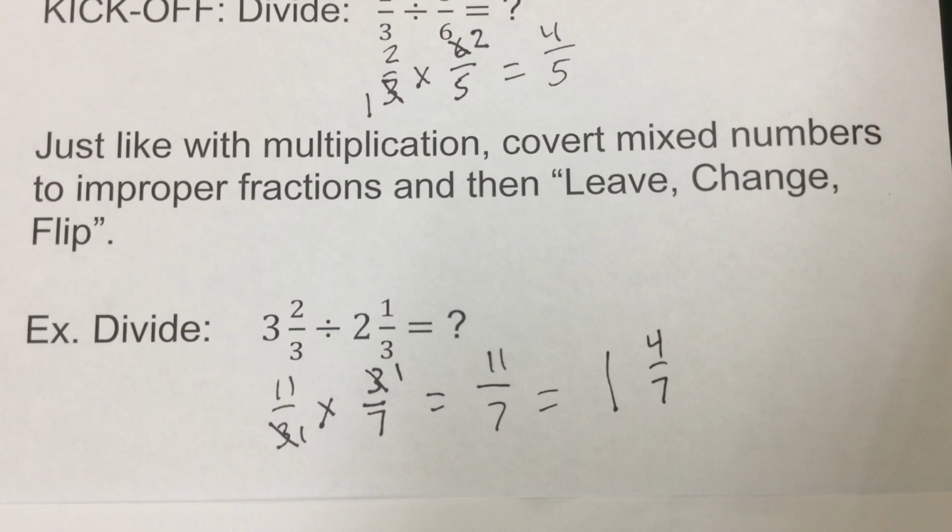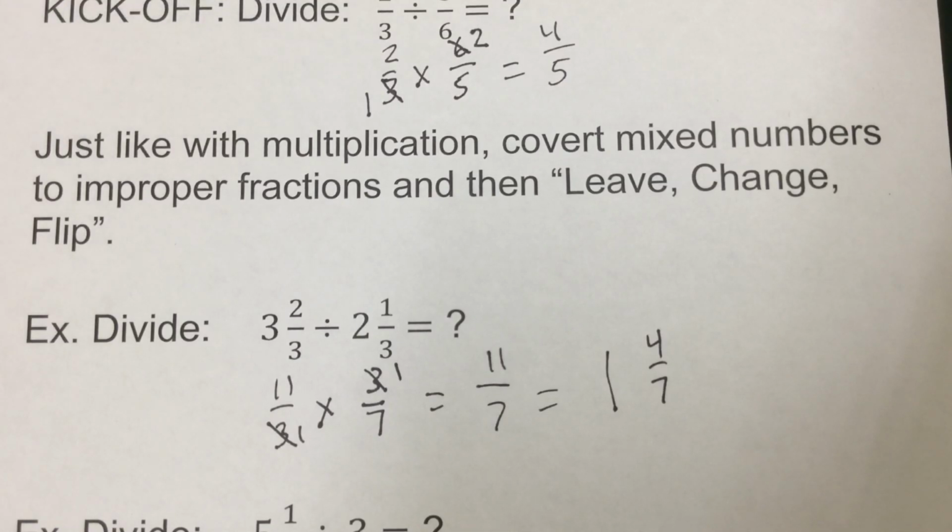Okay. So same thing that we're doing with multiplication. We have to make it into an improper fraction from a mixed number before we can do anything. Then we follow the leave, change, flip, make it into a multiplication, times them out, and we get our answer.